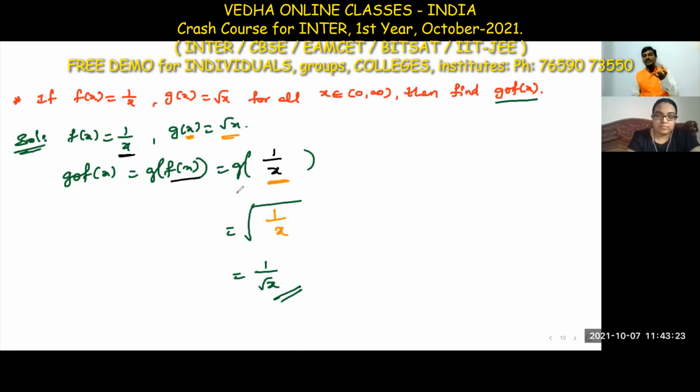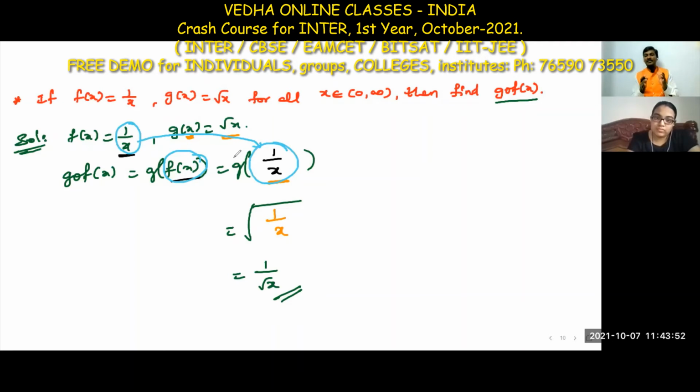Okay. That means g of f of x. Whatever we have inside, that function we replace with the given function. So here I have the f of x function. This f of x value is given as 1 by x. Replacing in g of f of x, I am replacing the f of x value with 1 by x.